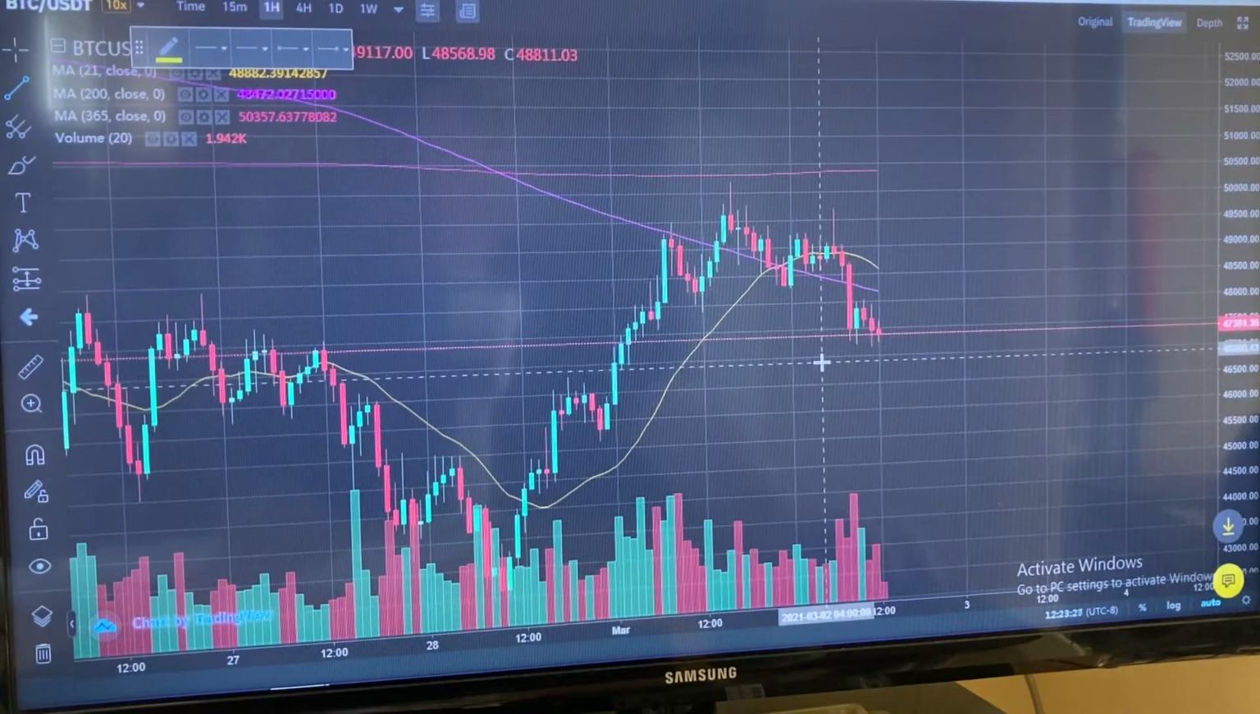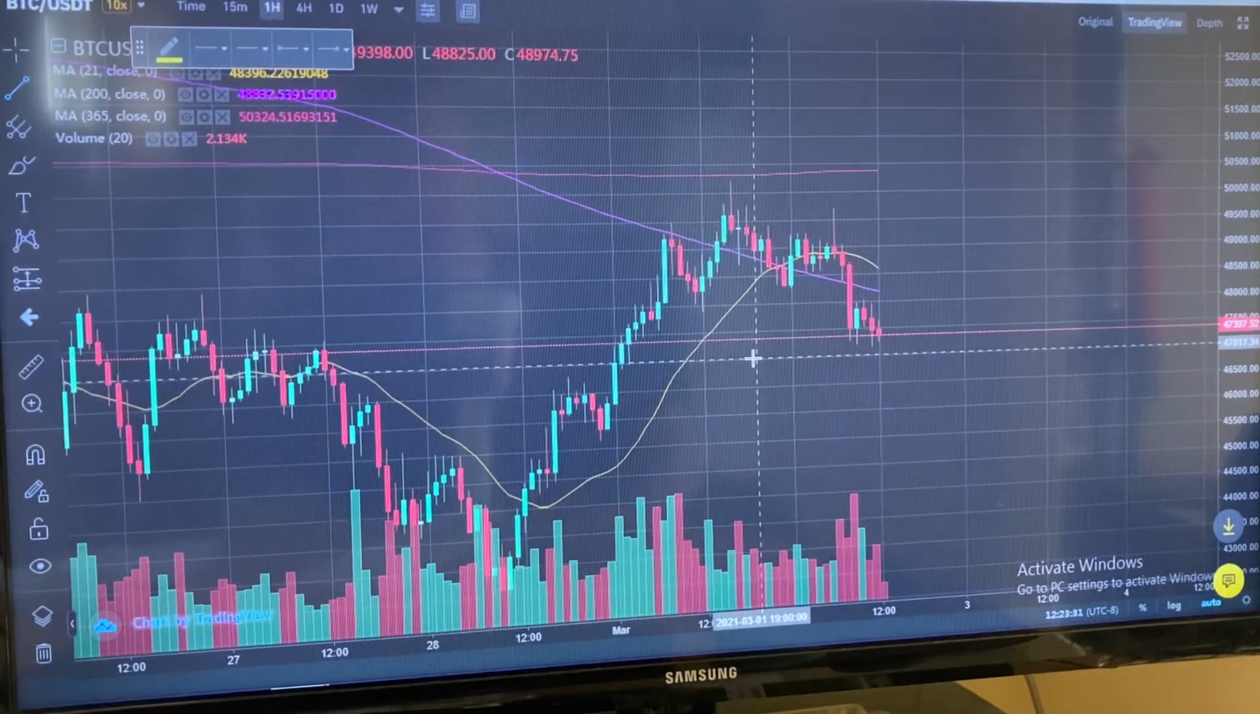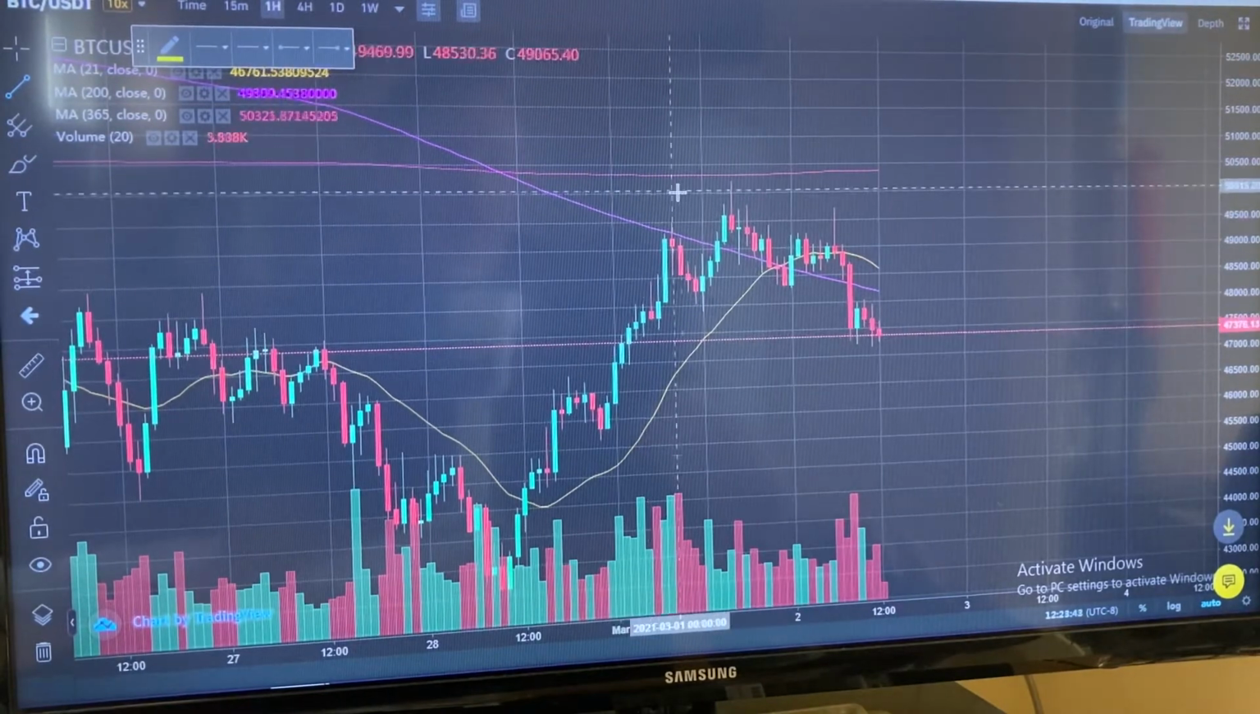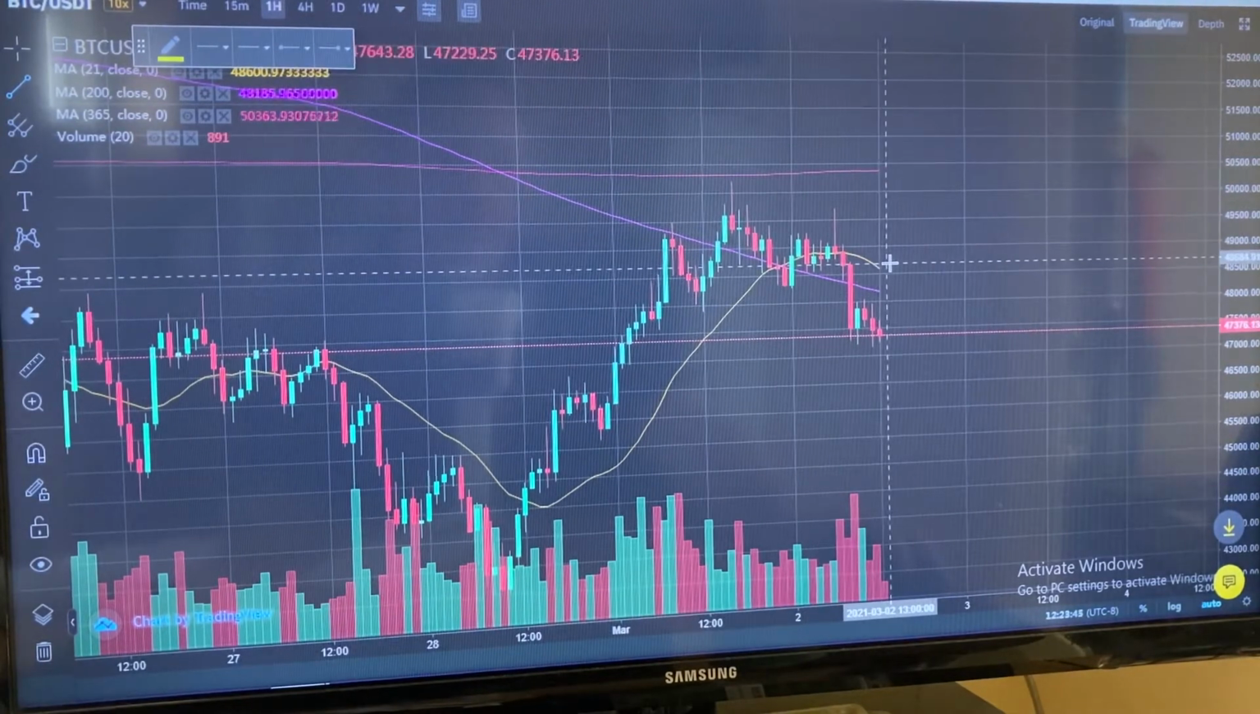So we're going to look for a pattern. And right now, I see an ascending channel. Okay, so we're going to cover two patterns: the triangles, or bull pennants and bear pennants, and then channels. Channels are pretty easy to see. And I see a channel right here.